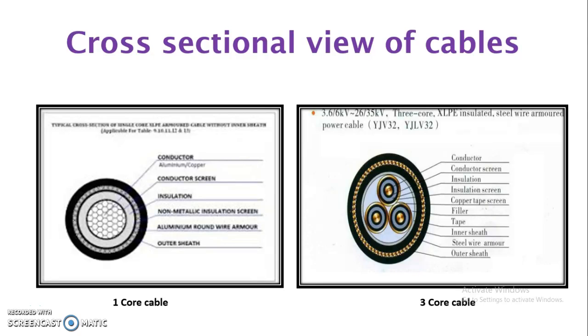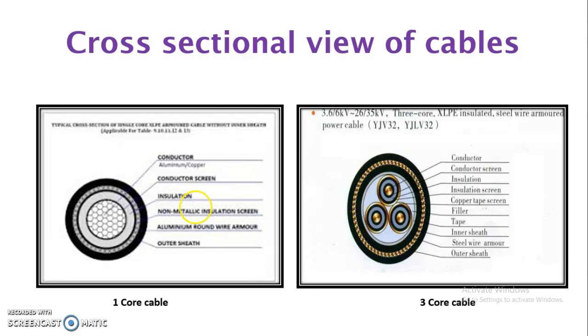So this is the whole structure of cables. First is the conductor, in which the power is carried. Second, surrounding it, is the insulation made of rubber, paper, or impregnated paper. Third is called the sheath. Fourth is called the bedding. Fifth is called the armoring, and sixth is called the serving.